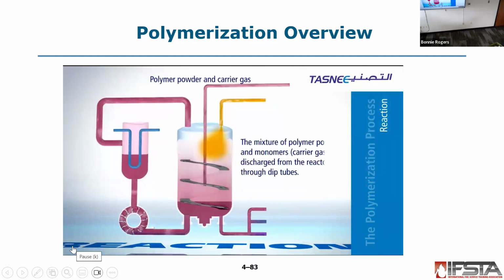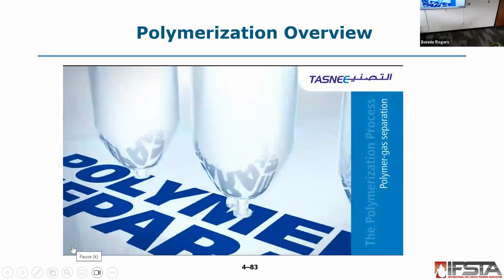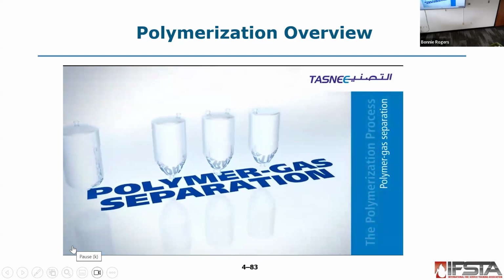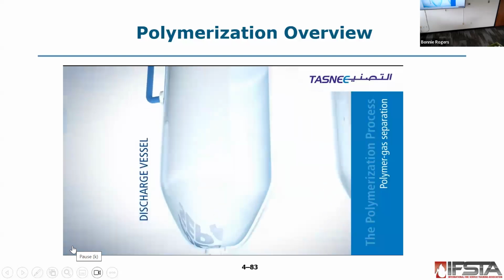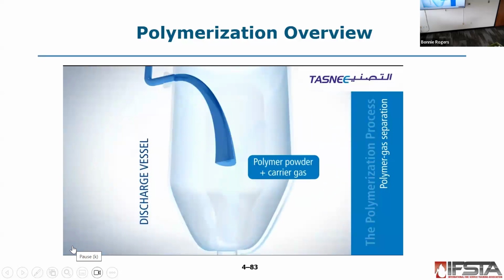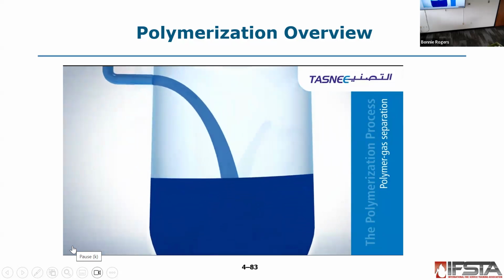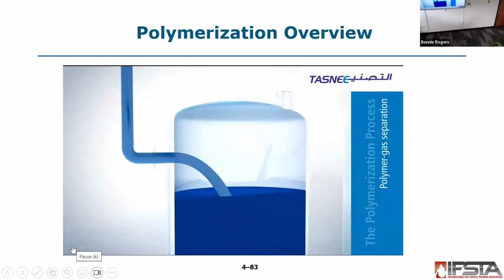Once the polymer is made, it is removed from the reactor through dipping tubes, where the polymer goes through the polymer gas separation process. This starts with carrier gas, where steam and additive are infused with the polymer to deactivate the catalyst. The product is then filled into a discharge vessel where unreacted monomer is recovered.